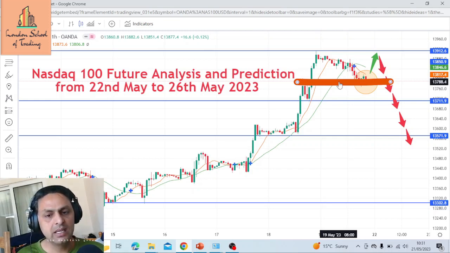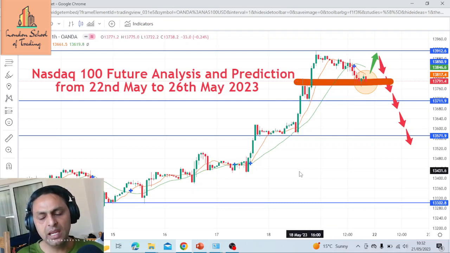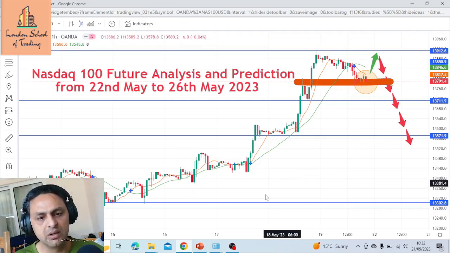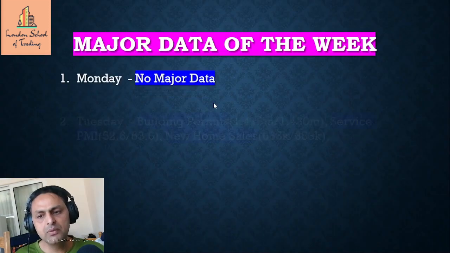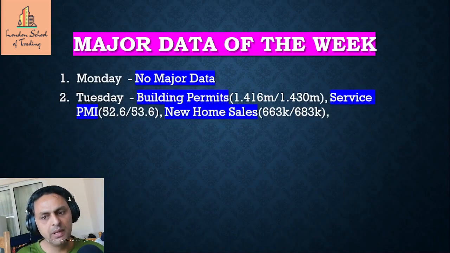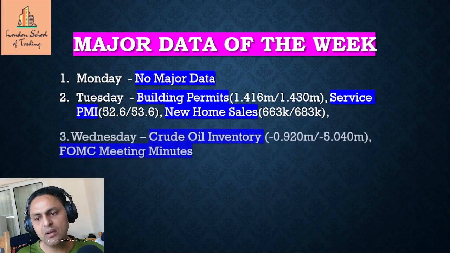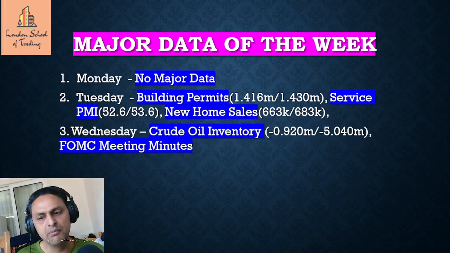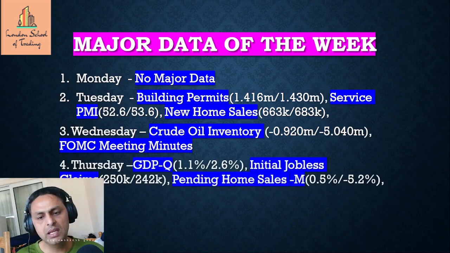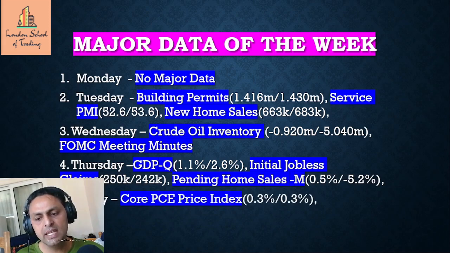And then the data that we need to check, keep on checking. As soon as the data is released, check the data and what will be the impact of that data, just analyze and then you can enter the market. In this week, it is expected not that great, okay? So let's quickly check what type of data are going to be released this week. Monday we don't have any major data. Tuesday, building permit, service PMI, new home sales. Wednesday, crude oil inventory, FOMC meeting minutes. Thursday, GDP, initial jobless claims, pending home sales, and Friday, core PCE price index.